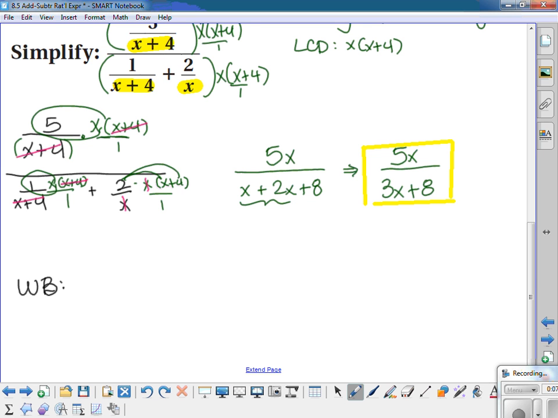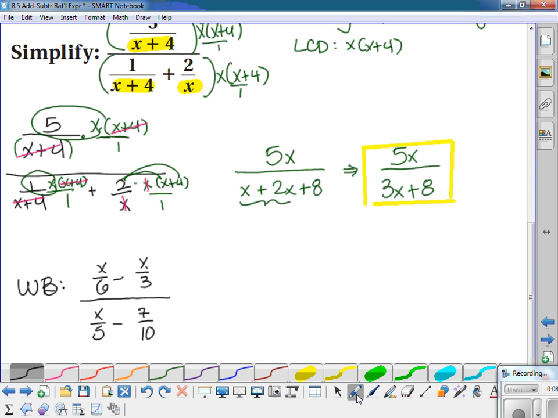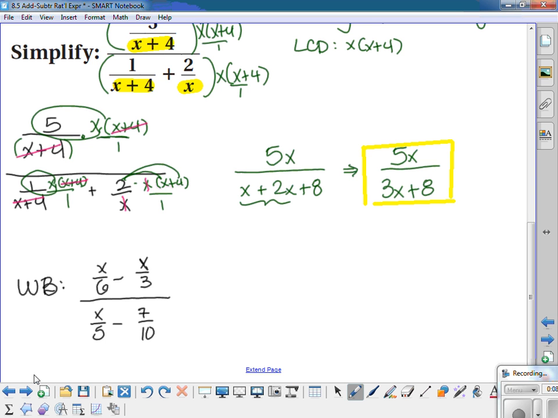So let me write down one for you guys to do on your whiteboards. All right, we're going to do x over 6 minus x over 3, and that's all over x over 5 minus 7 over 10. So you can do this either way. You can get a common denominator on the top and a common denominator on the bottom, or you can just find an LCD for all 4 of those fractions. Your choice.